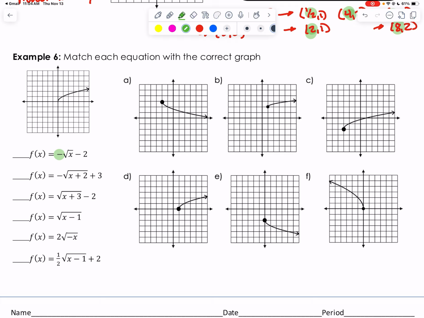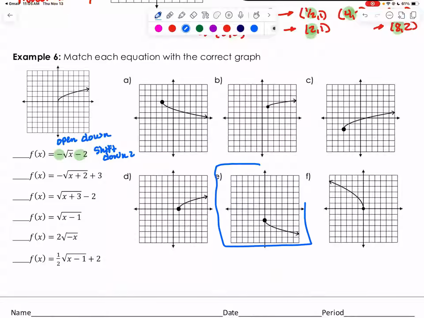So I'm going to make myself a note. It's going to open down. And then what I know about this minus 2 is it's going to shift down 2. So hopefully you selected this graph. It opens down and it's been shifted down 2 units. So we'll put a letter E right here.